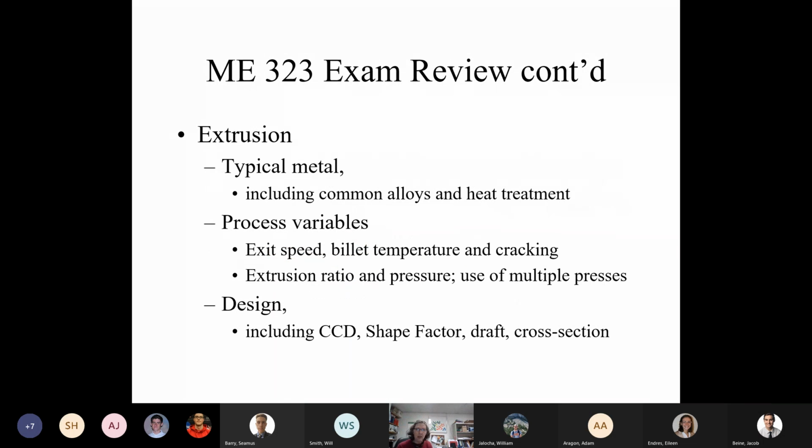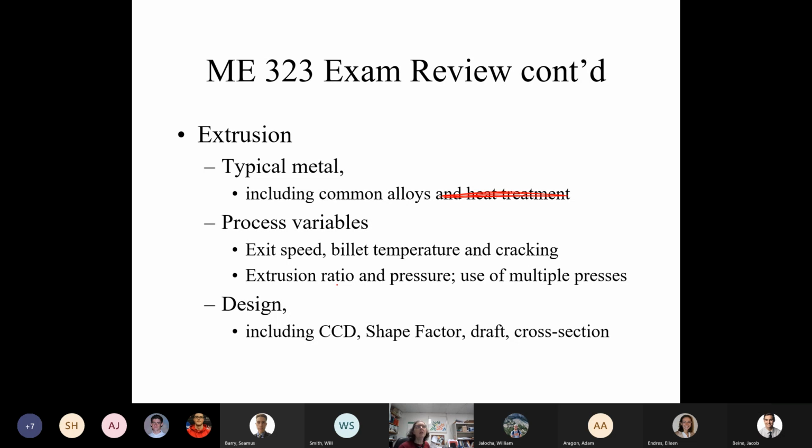So for extrusion, again, our typical metal, including common alloys. Let's just get rid of that heat treatment. The process variables, looking at, again, the temperature related to the exit speed, the temperature, and then the cracking that can occur. We should be aware of the extrusion ratio.